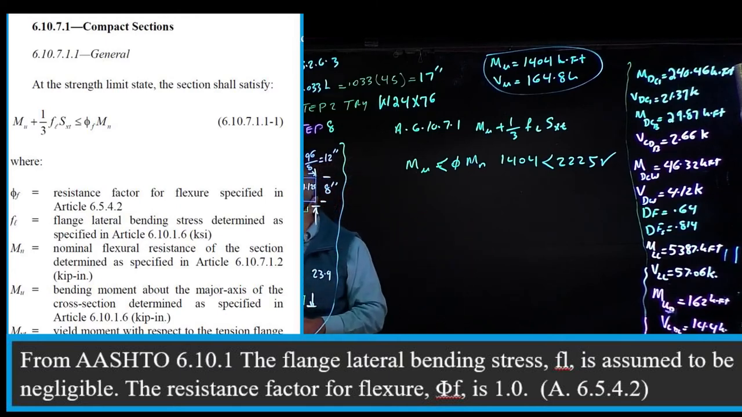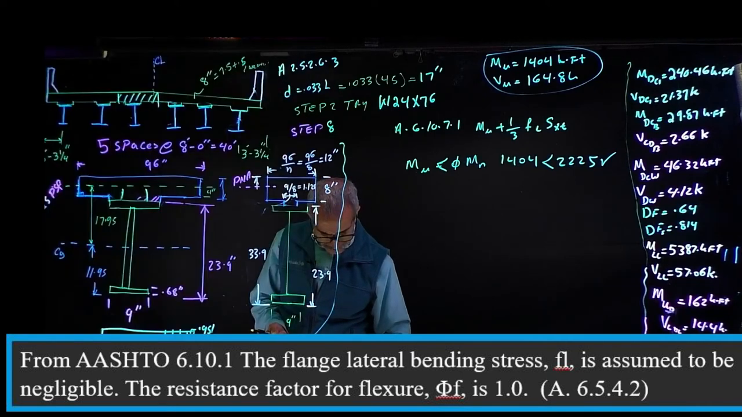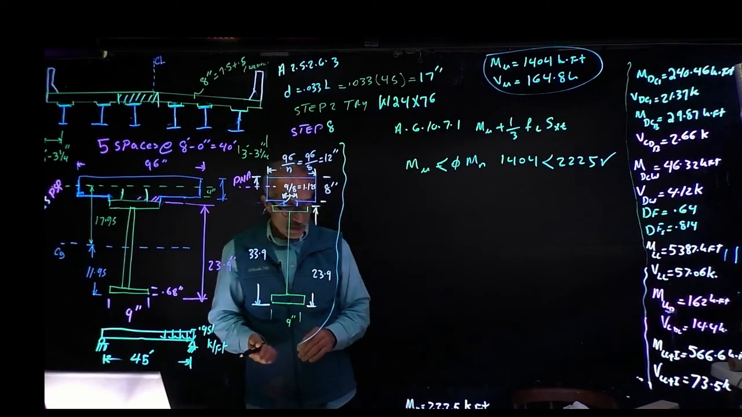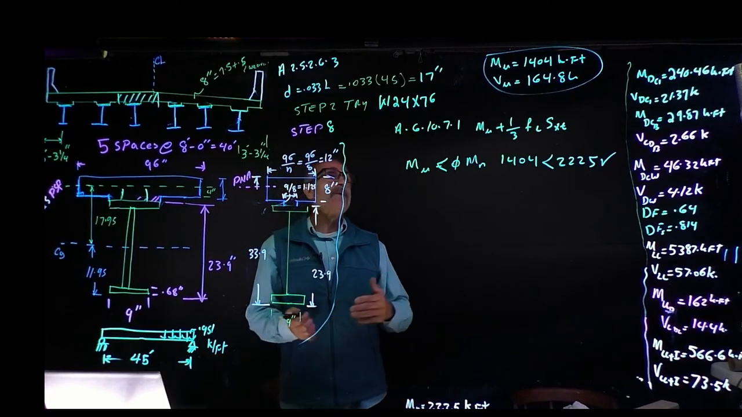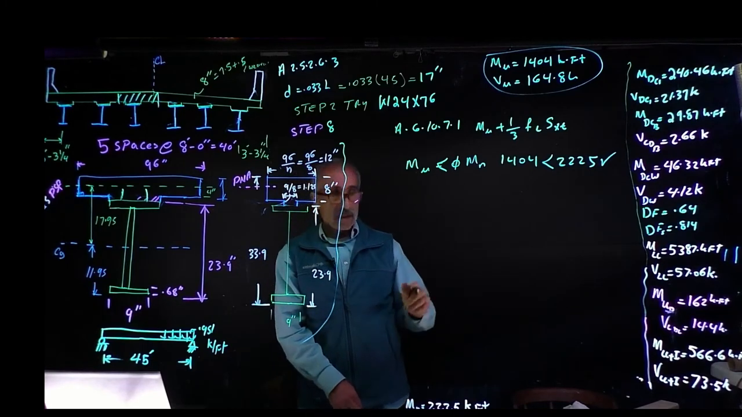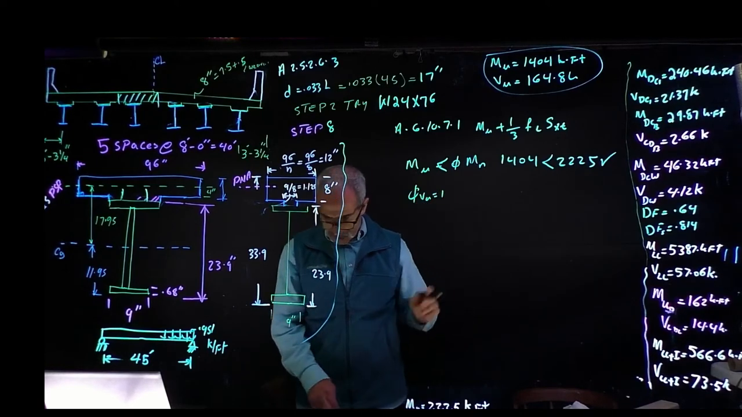Now we're going to move on to, I think we did the shear too. Did we do the shear? No, we've got to find the shear now. Okay. So now we're going to go ahead and continue for the shear and find the shear resistance. We know phi Vu is equal to 1. It's just like that one.